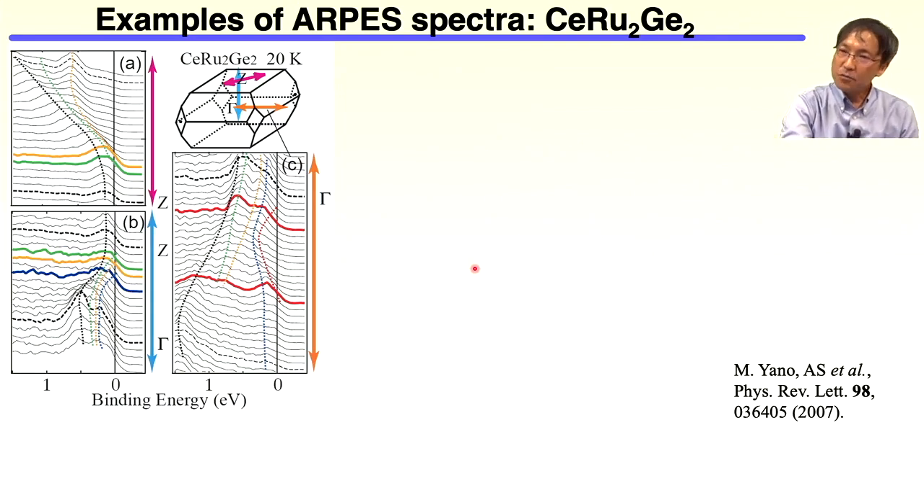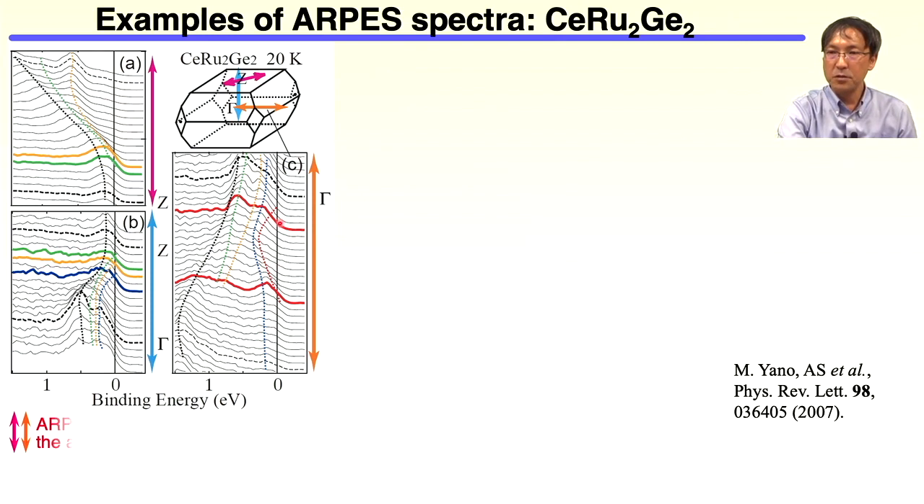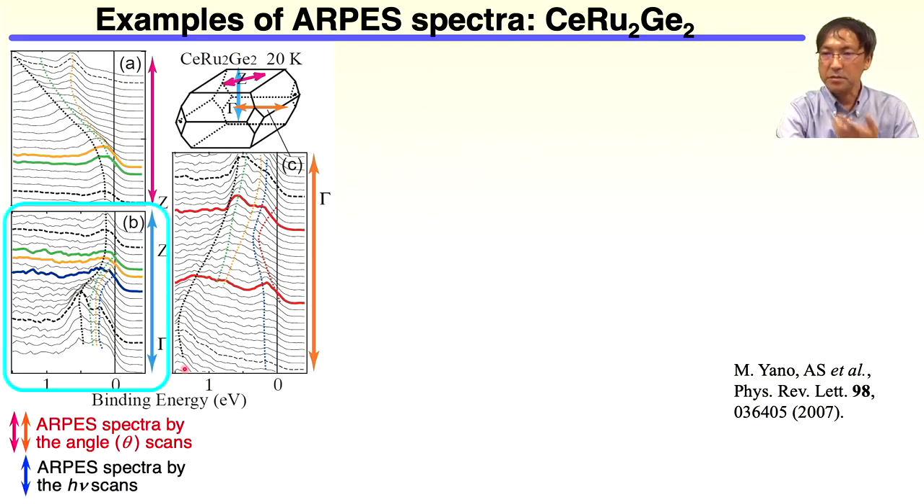Finally, I would like to show that the Fermi surface can also be detected by the photon energy dependent ARPES, which is now called three-dimensional ARPES. These data show the ARPES spectra along different directions in the Brillouin zone in reciprocal space for CeRu2Ge2. These ARPES spectra have been obtained by changing the polar angle theta, whereas these data have been measured by changing the excitation photon energy.